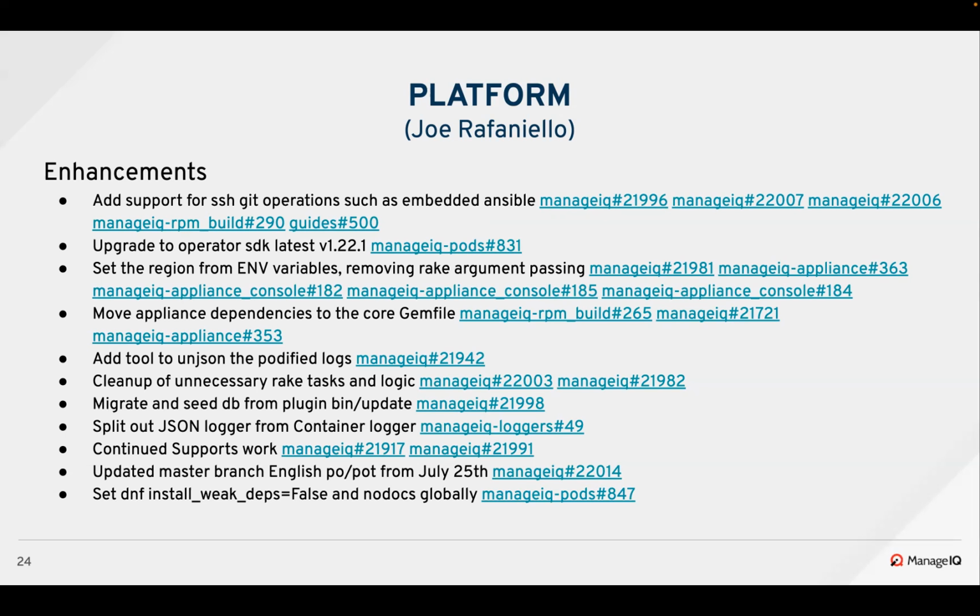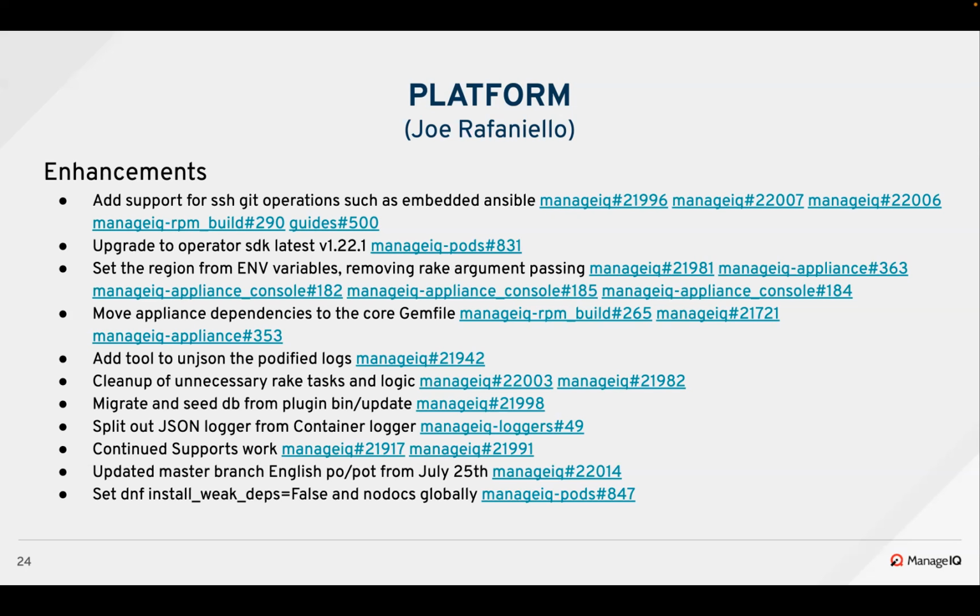Jason added a tool for making some of the JSON logs more readable from Spotify, so we called it unJSON logs. Keenan found some shiny deletions in the form of no longer used break tasks and related logic, so he removed that. Adam added some logic to migrate and seed from the plugin's bin update, so it acted more like core and did not have some of the side effects where you weren't expecting certain things to happen, such as we pulled latest updates and now bin update didn't actually migrate your database or seed it. So now that works just like core does.